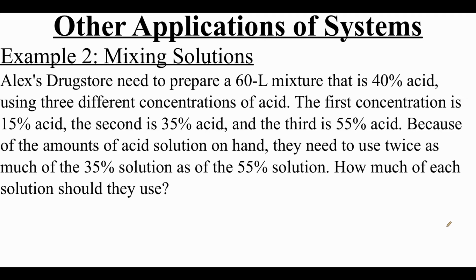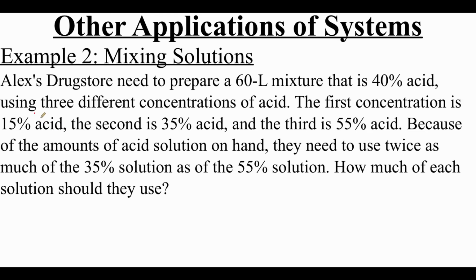So we want to go ahead and figure out how much of each solution they need to use. Now there's a lot of information presented to us, but we're going to try to take all of this and turn it into a system of equations so that we can then go through and solve it. So the first thing we know is that we've got 3 different concentrations of solution, and I'm going to use a different variable to represent our amount that we're going to use for each solution.